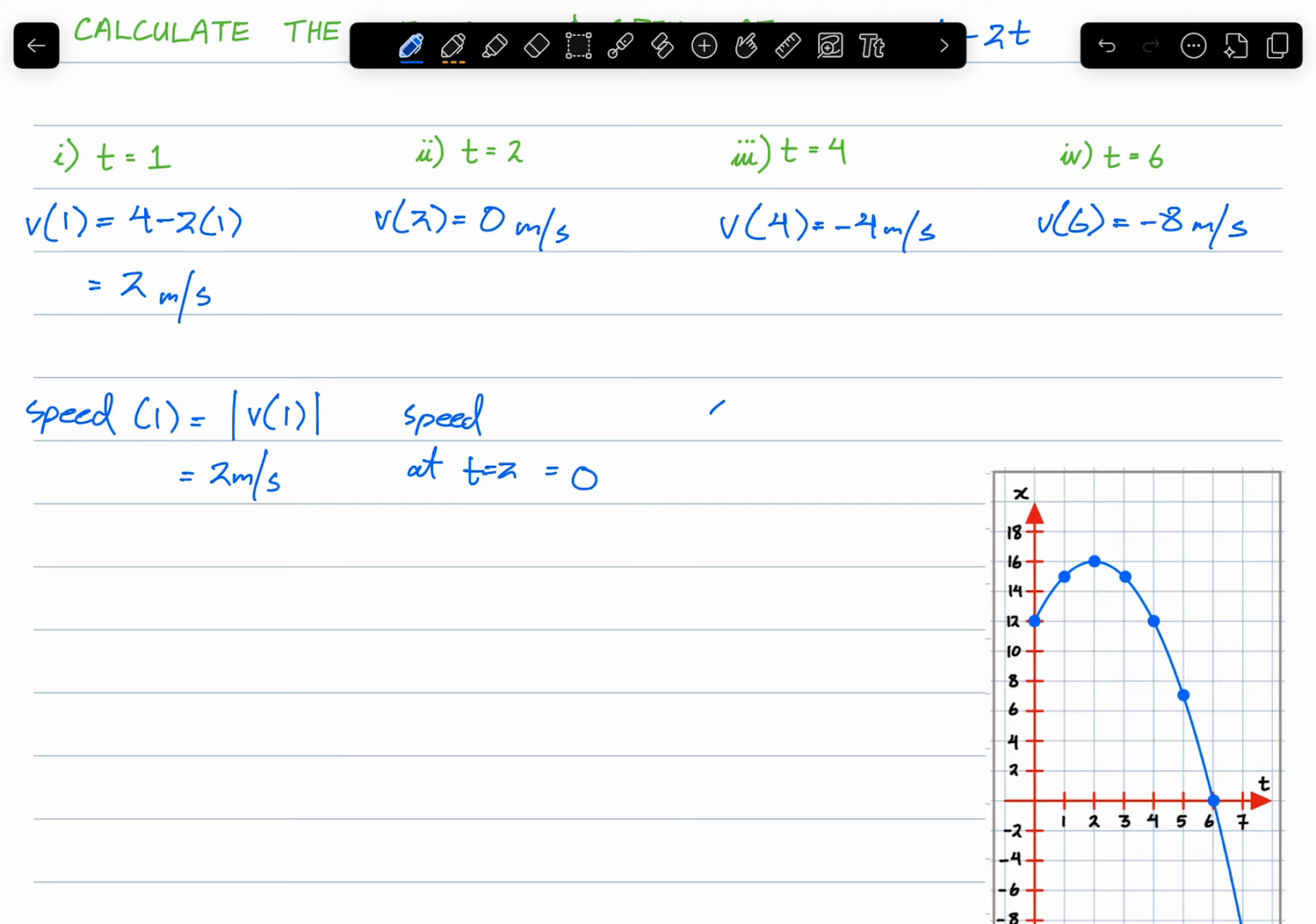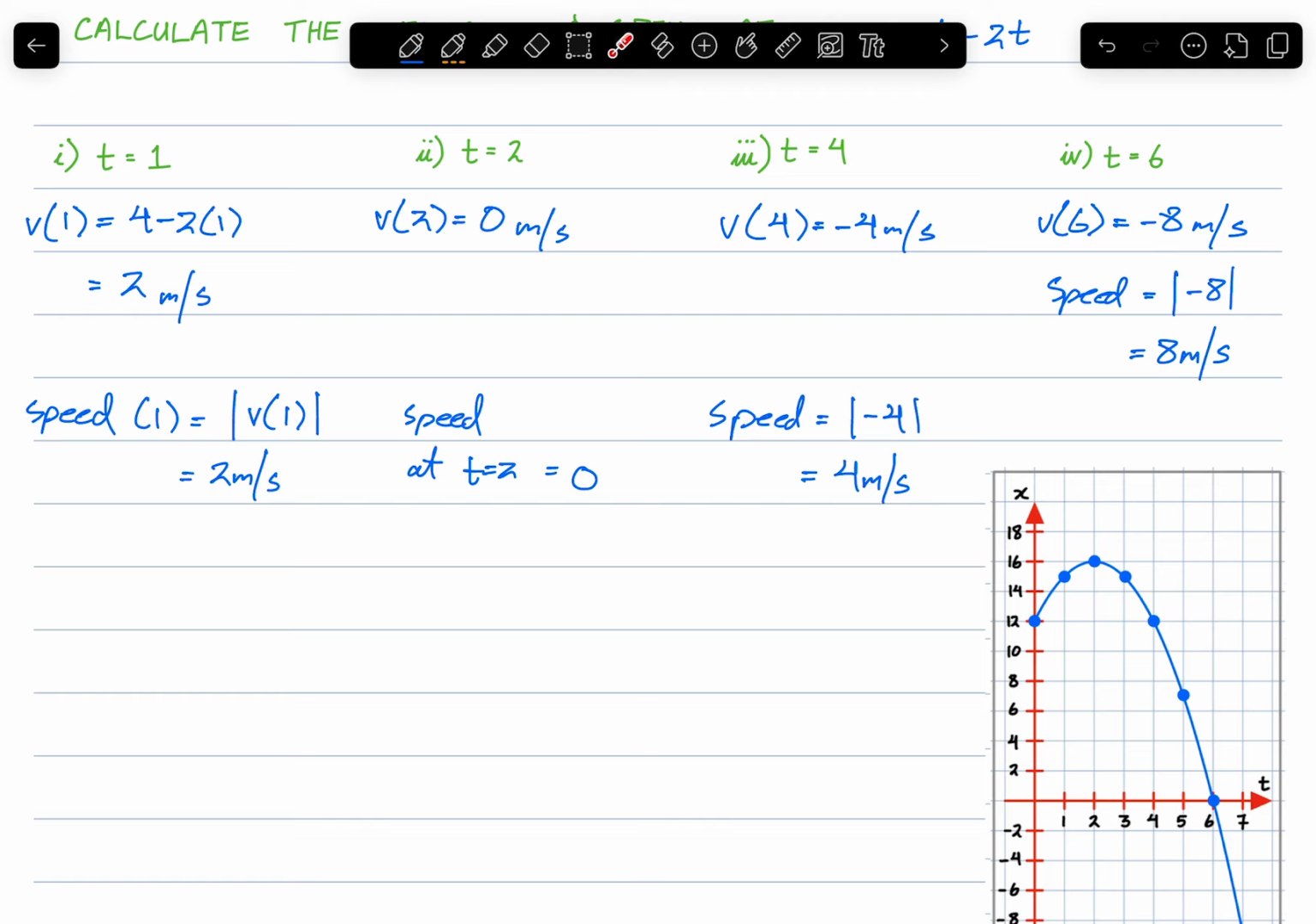So the speed at this point is going to be the absolute value of negative 4, which gives us 4 meters per second. And likewise for this last one, the speed is equal to the absolute value of negative 8. That's 8 meters per second.